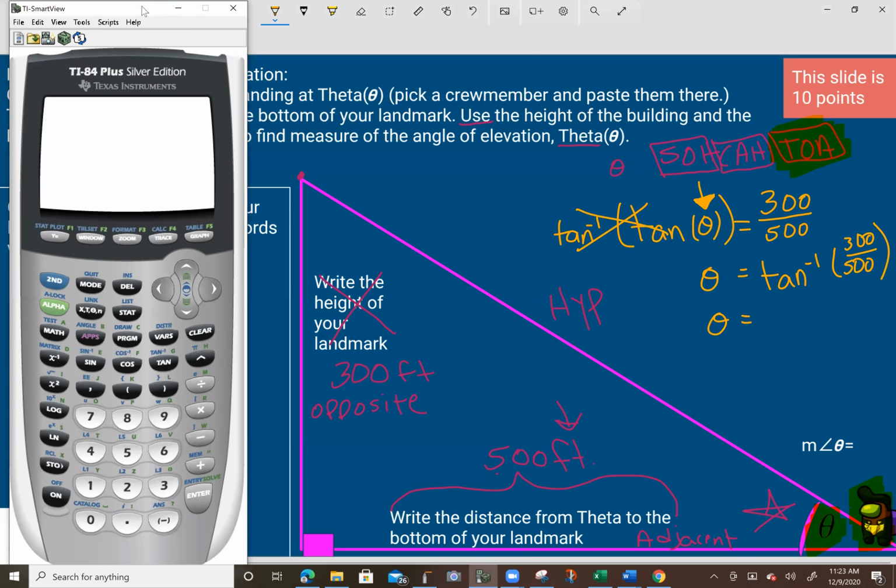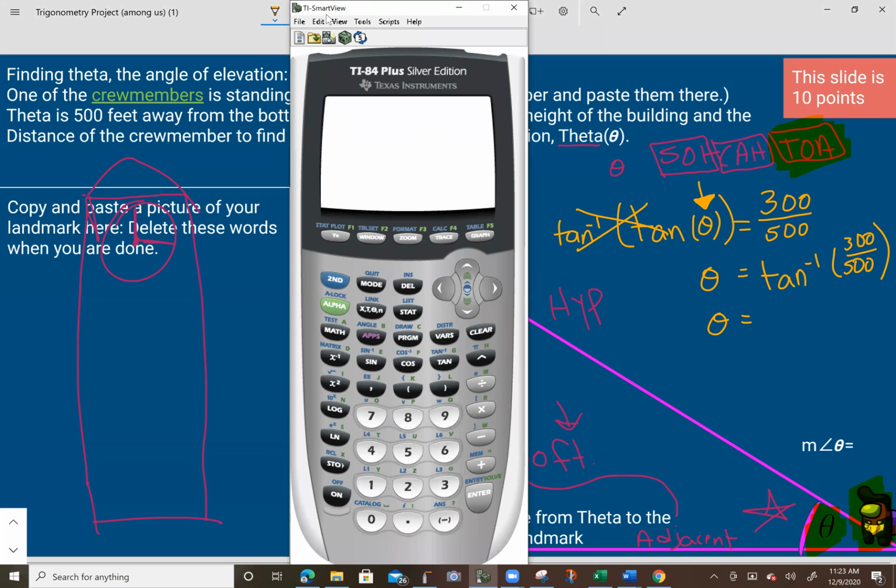Okay, so I have my calculator. You have one of your calculators that you're using. And we are going to do, since we're doing the inverse tangent, we have to hit the second button first. If you're using that NumWorks calculator online, it's the shift button, but it's mostly in the same spot. And then you hit the tangent button, which is above the 9. So that's the inverse tangent.